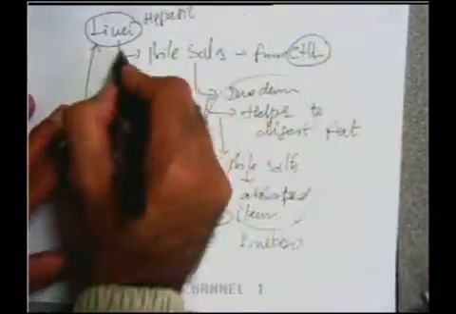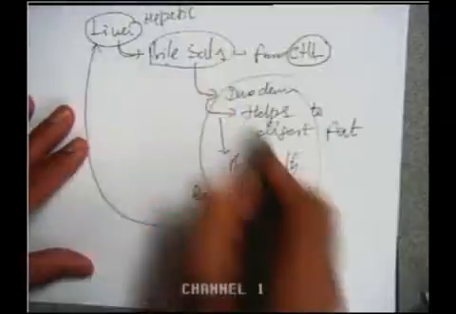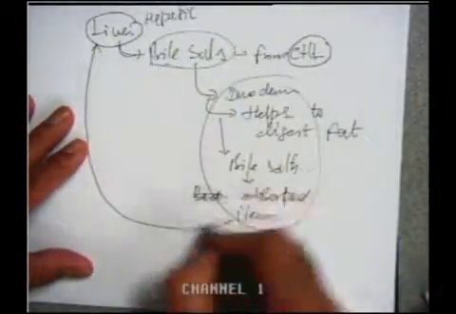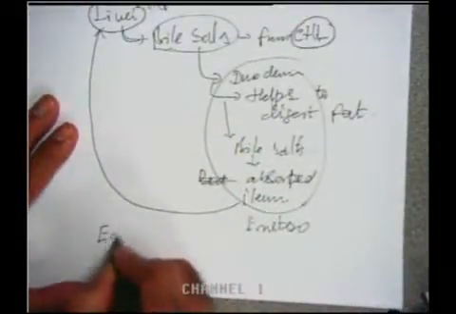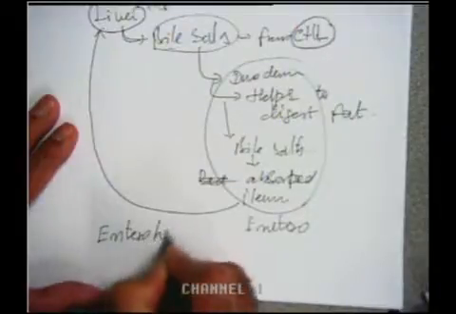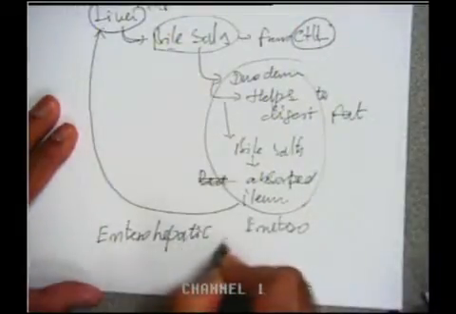So the shuttling of bile salts from the liver to the intestine, and then from the intestine back to the liver, this process goes on in a circle. It's a circle. Do you follow that? And this process we call enterohepatic circulation.